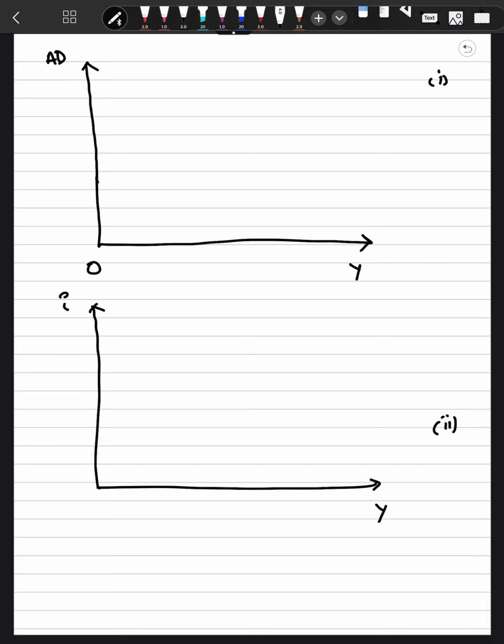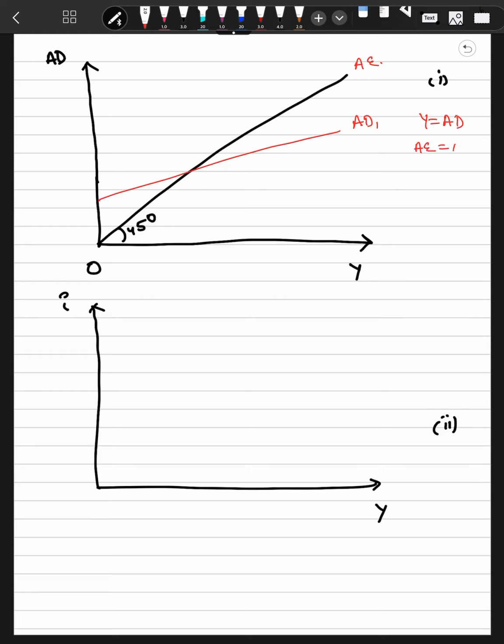So goods market equilibrium is at the point where Y is equal to AD. Now this is a 45-degree line, and this is AD1. And this is actually aggregate expenditure. So we say that equilibrium in the goods market happens where Y is equal to AD, or where aggregate expenditure is equal to AD, that is where AD is equal to C plus I plus G.